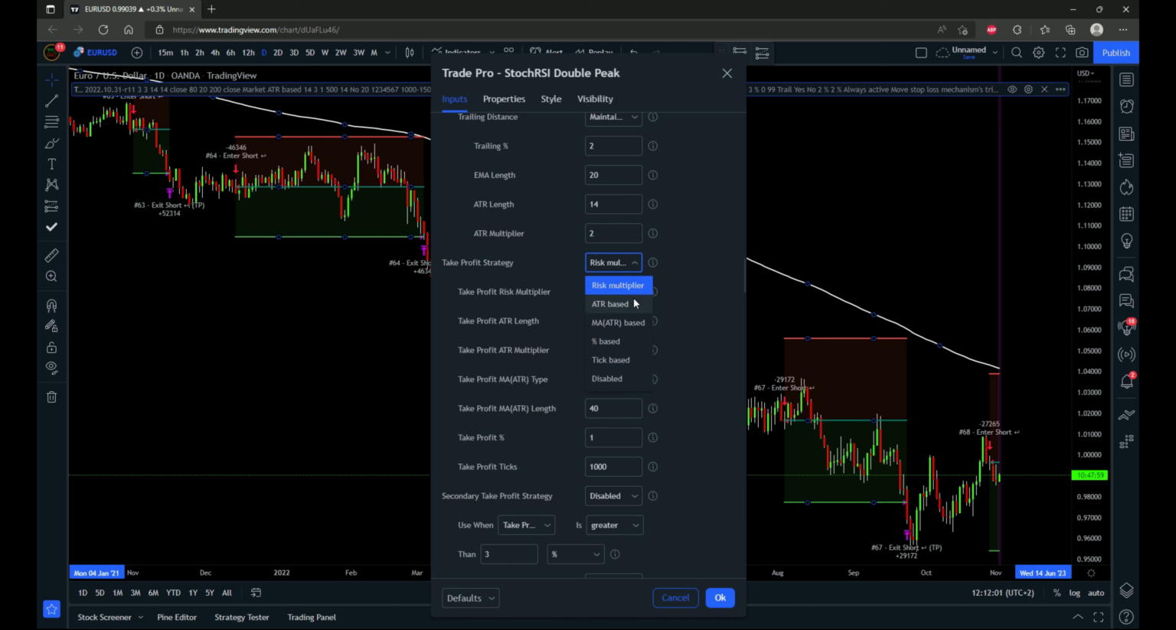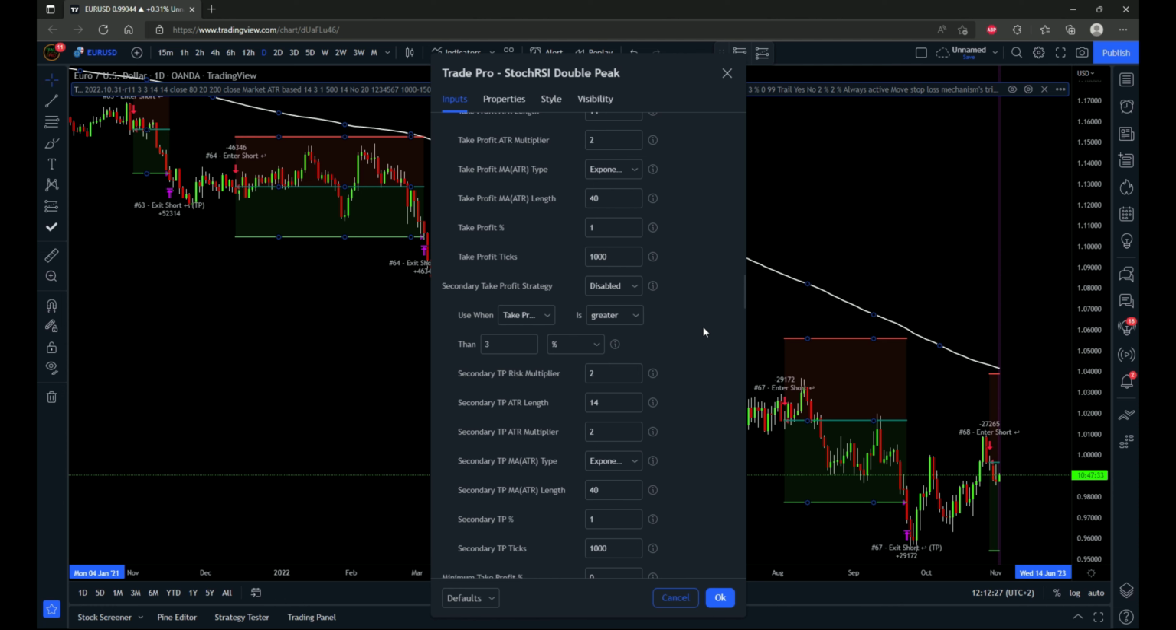But there's plenty of different options. So you can have a take profit strategy that's an ATR based one, moving average of the ATR, percent based, tick based, or just disabled. So if you were to disable the take profit strategy, you would have a trailing stop loss most likely, or a stop loss that would move into profit at a certain point. Otherwise, it would not make sense to disable the take profit strategy.